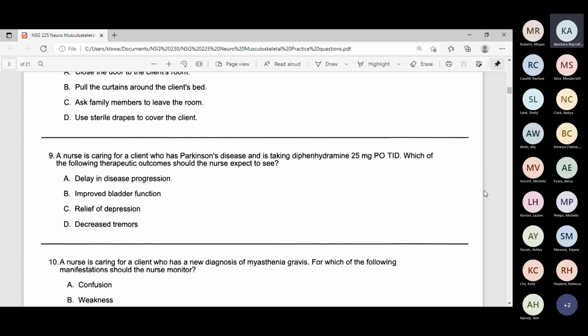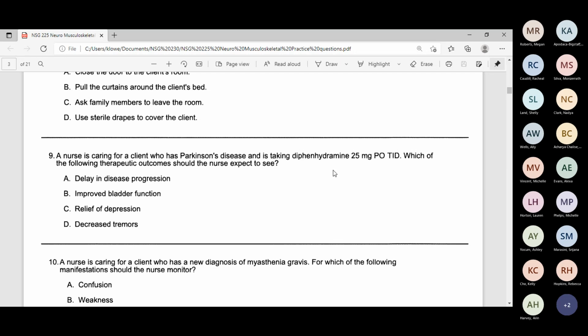Decreased tremors. Why'd you say decreased tremors? Not being completely familiar with the medication, I'm looking at what we're treating, which is Parkinson's, and that's one of its major effects, tremors. Yes, that's exactly right. Decreasing tremors. In the question, diphenhydramine is actually Benadryl. But with Parkinson's disease, if we think about the signs and symptoms, one of the things we hope to do is decrease tremors.